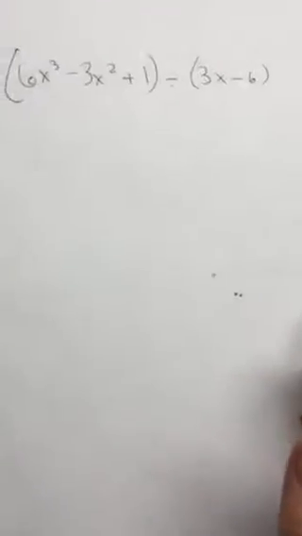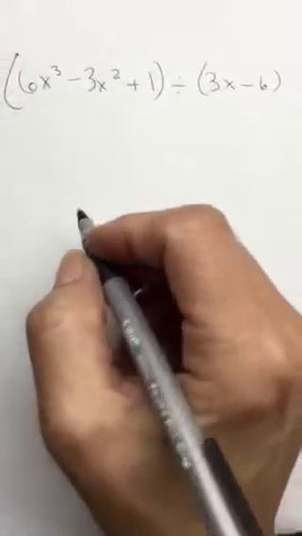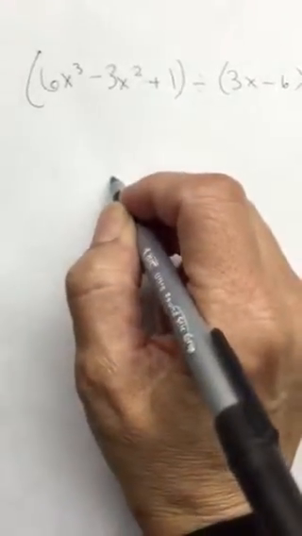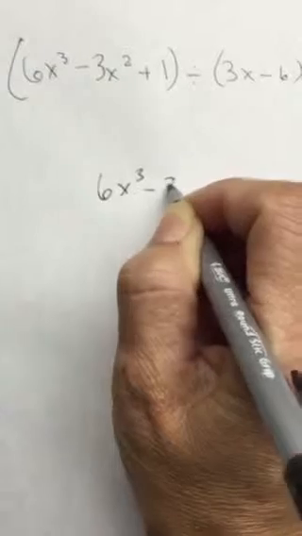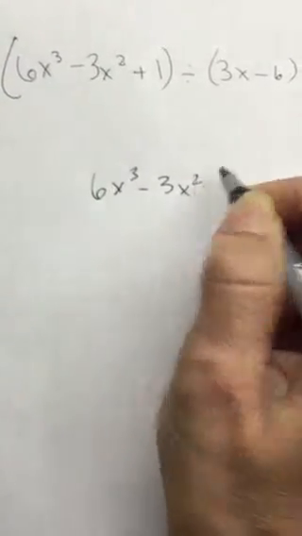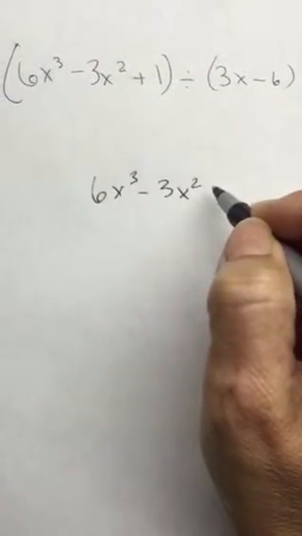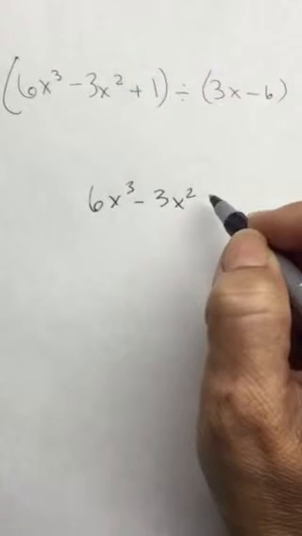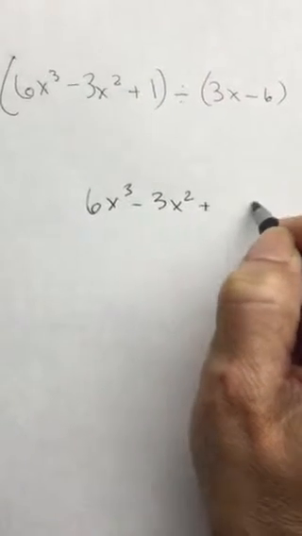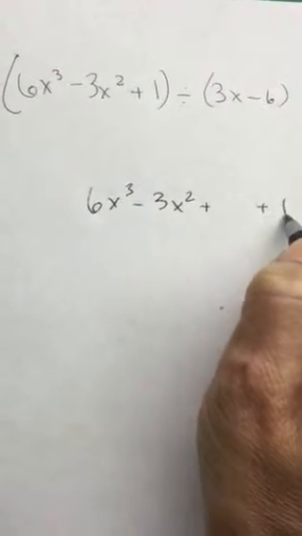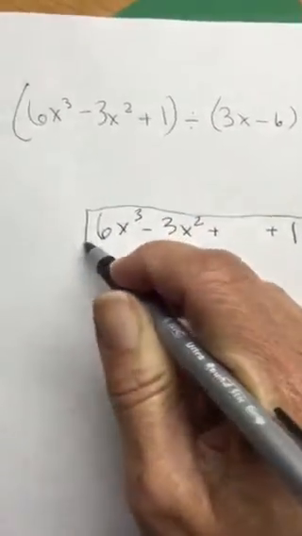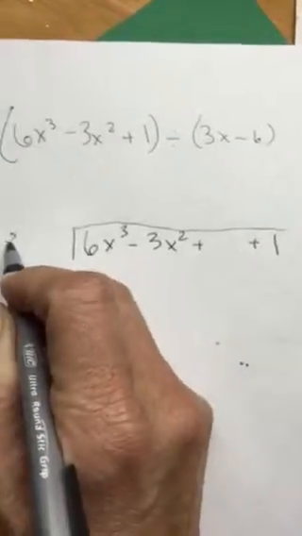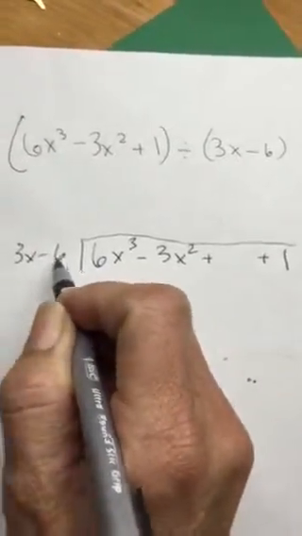So the first thing to do in this problem is to set it up. I have my dividend, which is the first one, 6x cubed minus 3x squared, but I have to leave a blank because it has to be ordered. So it's cubed, squared, and then there'd be a first degree term, so I'm just going to leave a blank for that, and then the constant. And then I'm going to have my long division symbol, and then my 3x minus 6 out here.